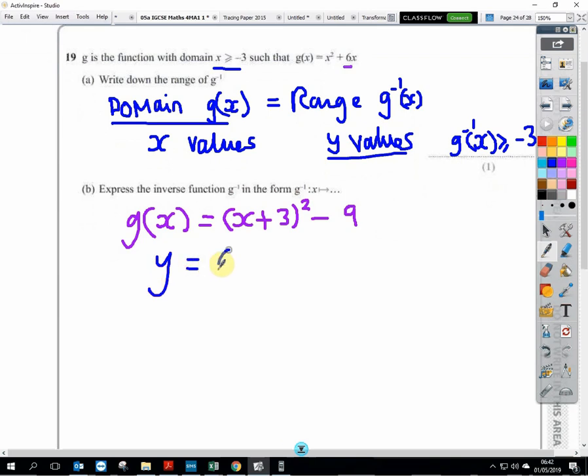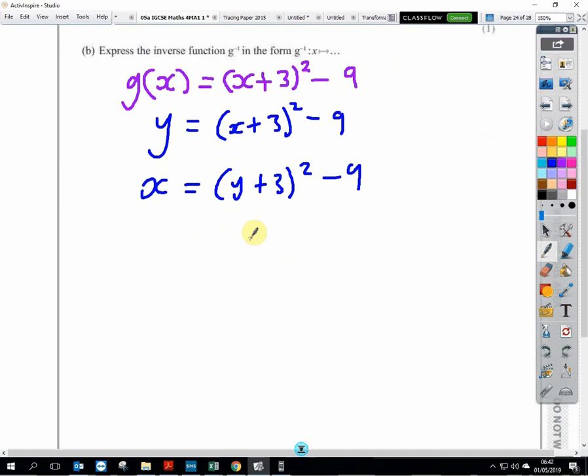So y equals (x plus 3) all squared minus 9. Interchange your x and y, so x is equal to (y plus 3) squared minus 9. Now try to rearrange it so y is the subject. So add 9 to both sides. Try not to expand the bracket, though it's quite tempting. Instead, take the square root to get rid of the square.